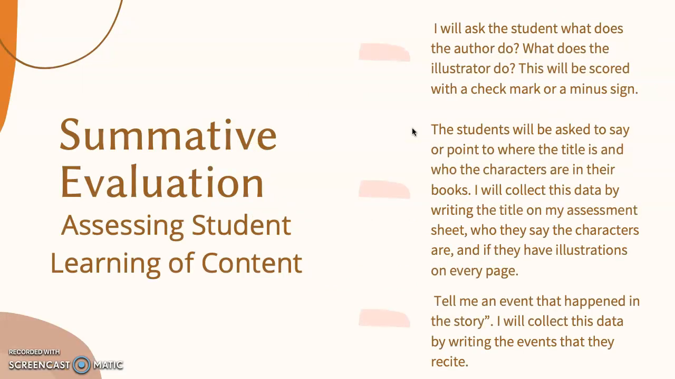For my summative evaluation in assessing the student's learning of content, I will first ask the student, when we are looking at the books that they created, what does the author do and what does the illustrator do? And this will be scored using a check mark or a minus sign. For the second objective, the students will be asked to say or point where the title is, and who the characters are in the books. I will collect this data by writing the title on my assessment sheet and who they say the characters are, and if they have illustrations on every page.